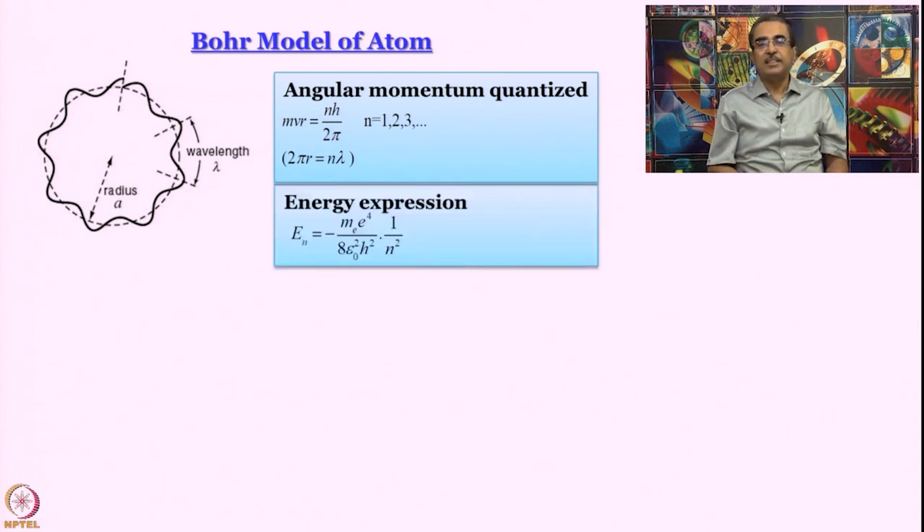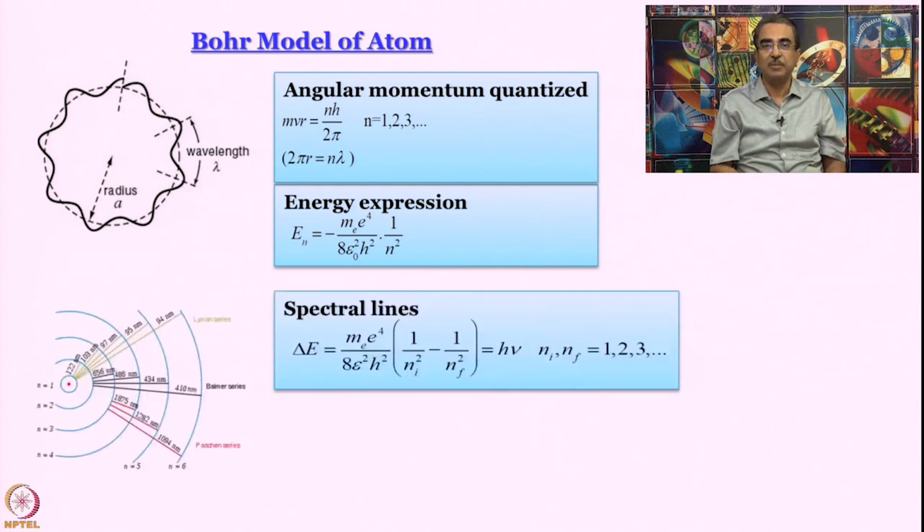The interesting thing is, from here Bohr could work out an expression for energy which turns out to be minus me e to the power 4 by 8 epsilon 0 square h square into 1 by n square. Do you have to remember this? No. Please remember 1 by n square, that is all that is required. There is no need to remember the constant. What is important is that the energy expression has something in n square in the denominator.